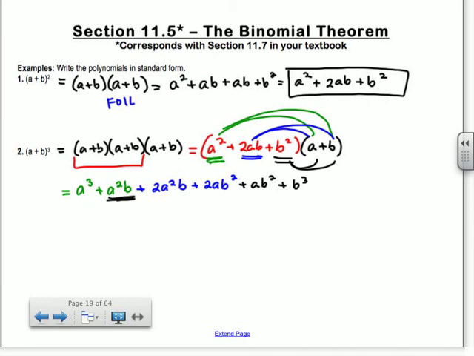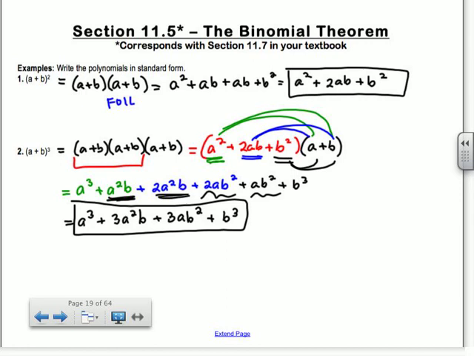So I have a squared b. Do I have anything else that has a squared b? Yeah, right next to it, right? So I have 1a squared b plus 2a squared b. So you get 3a squared b. So I have a cubed plus 3a squared b. Okay, then I look at the next term. I have ab squared. Do I have anything else that has ab squared? Yeah. So you have 2ab squared plus 1ab squared, so you get 3ab squared plus b cubed. Okay, so that took a little bit.